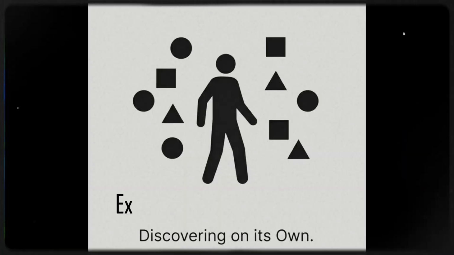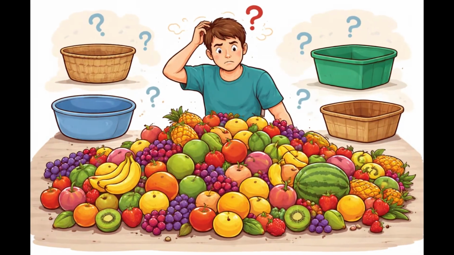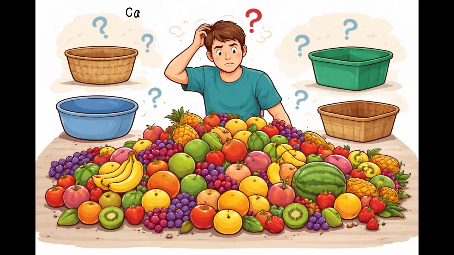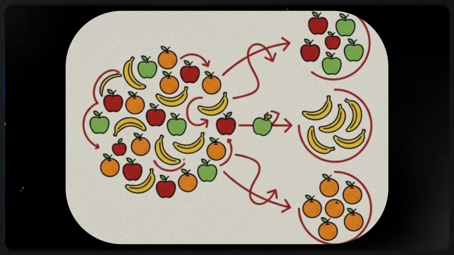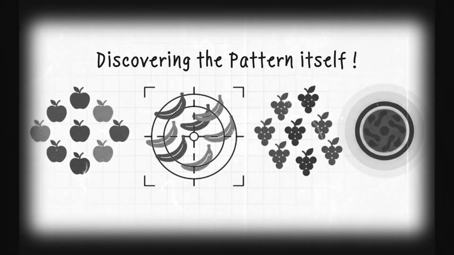Unsupervised learning is like exploring without a teacher. You give the machine data without labels and let it find patterns on its own. It's like giving someone a pile of mixed fruits and asking them to organize them without telling them what categories exist. The machine might group them by color, size, or shape. It's discovering the patterns itself.